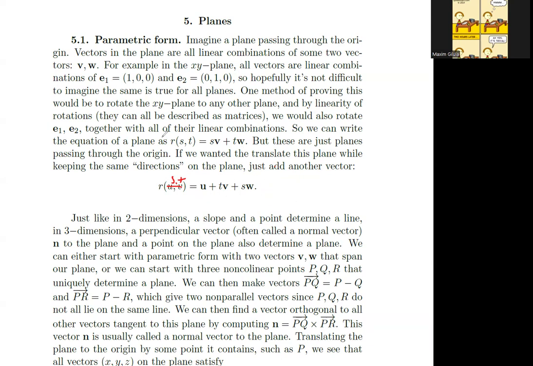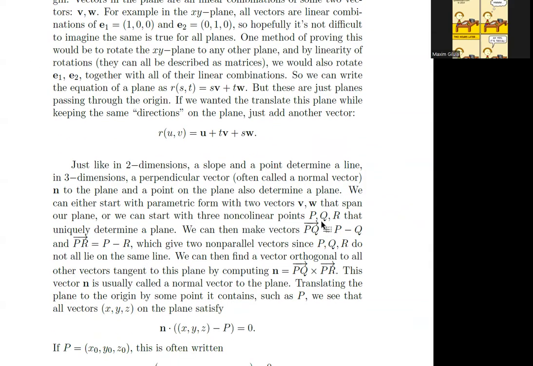And just like in 2 dimensions, a slope and a point determine a line, in 3 dimensions, a perpendicular vector to the plane and some point on the plane completely determine the plane. So we also need 2 pieces of information somehow to get a plane in R3. In higher dimensions, this is not the case. We'll be focusing mostly on 3 dimensions in the rest of this lecture.